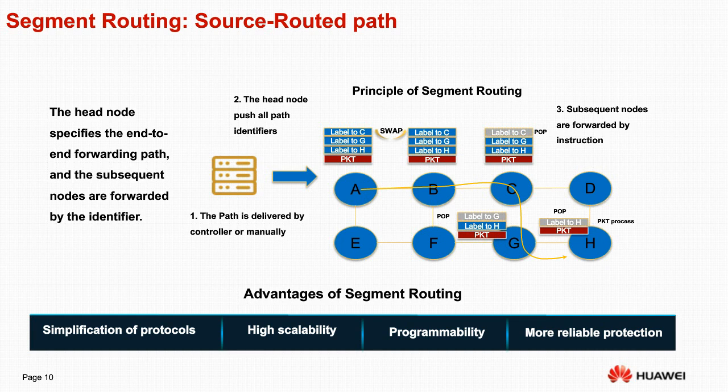So segment routing has some advantages. At least its protocol is simple: only IGP, no LDP, no RSVP. Also, its scalability is very high because there is no signaling to notify each node to identify the tunnel. Also, because we can define the forwarding path manually, its programmability is very, very high.